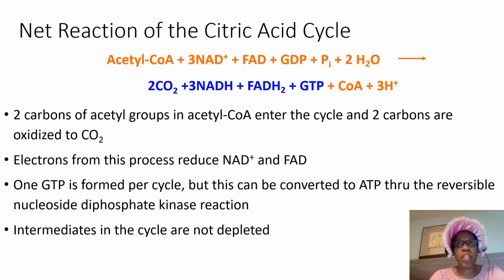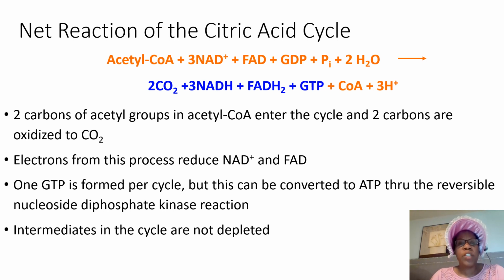That completes the second objective, which was to go over the 8 reactions of the citric acid cycle. The net reaction of the citric acid cycle is to take an acetyl-CoA and 3 NAD plus. We saw that 1 FAD, 1 GDP plus an inorganic phosphate, and 2 water molecules, and we will release 2 molecules of CO2. We know that's the end product of metabolism, 3 NADHs and 1 FADH2 that can be converted to energy in oxidative phosphorylation. 1 GTP will use 1 CoA and 3 H plus.